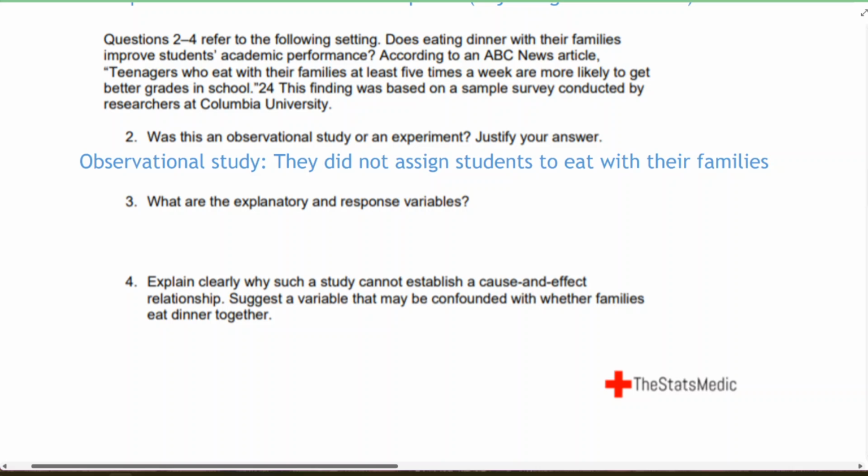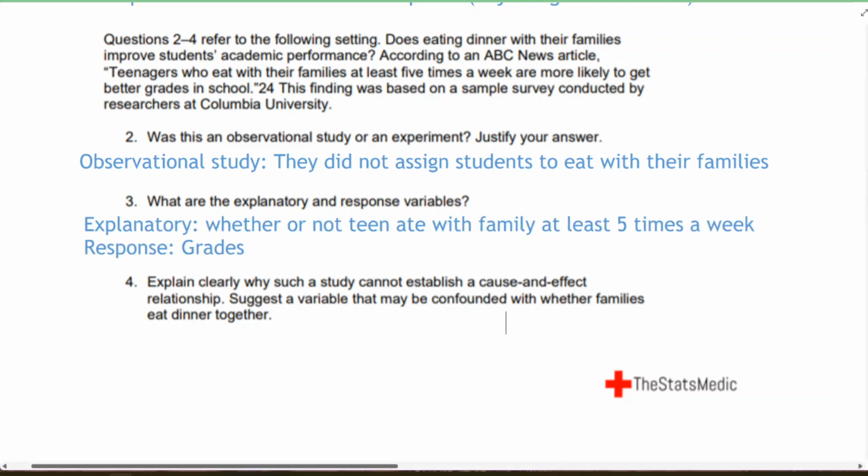Okay, how about what are the explanatory and response variables? We kind of talked about this. With the treatments, that implies that the explanatory variable is going to be eating with your family, and the response variable here is going to be the grades. Remember that an explanatory variable is different than a treatment. A treatment is a specific combination of factors that are imposed upon our experimental units.